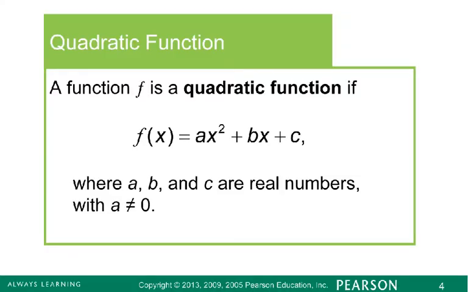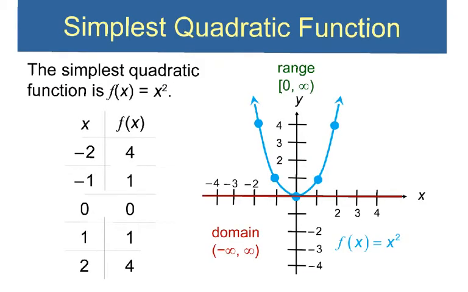Here is our definition of a quadratic function. It is f of x equals ax squared plus bx plus c, where a, b, and c are real numbers, and a cannot equal 0. Otherwise, it wouldn't be a quadratic function. Here's the quadratic function in simplest form: f of x equals x squared, one of our basic functions that we looked at in the last chapter. And here it is graphed for us.